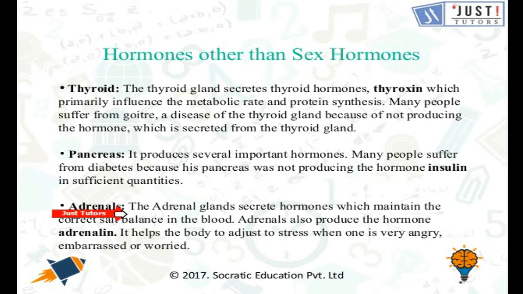Talking about adrenals, the adrenal gland secretes hormones which maintain the correct salt balance in the blood. Adrenals also produce the hormone adrenaline. It helps the body to adjust to stress when one is very angry, embarrassed, or worried.